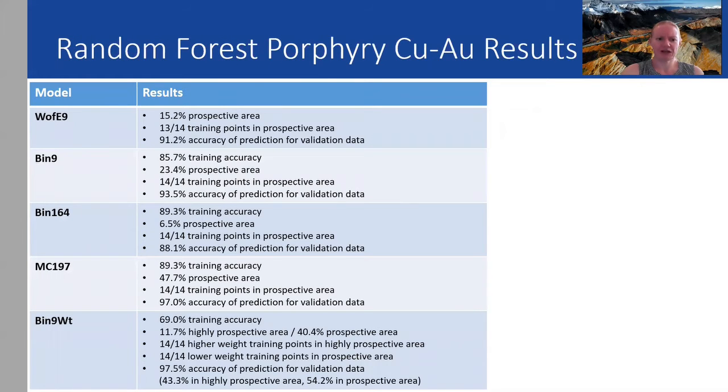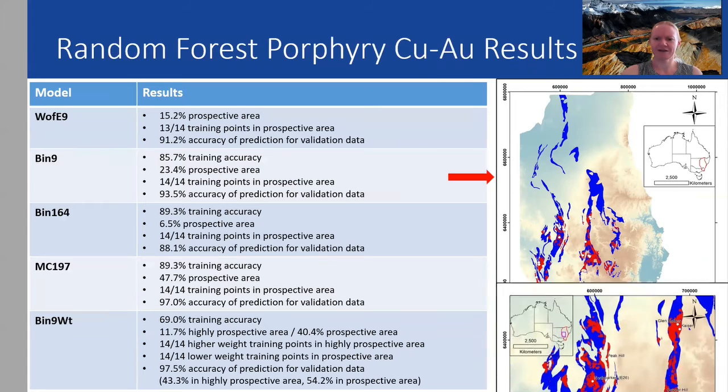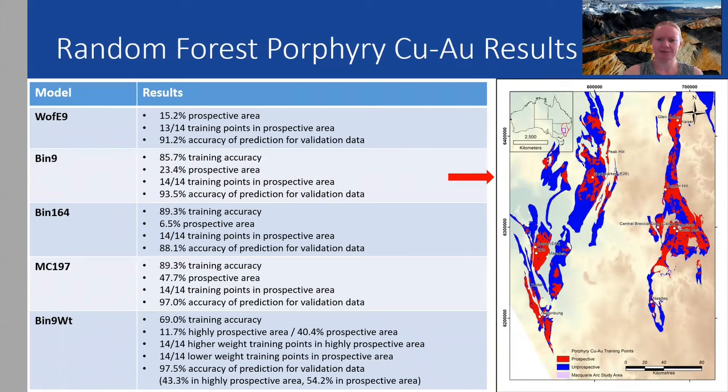So looking briefly at the results, our weights of evidence model covered the prospective area 15% of our Macquarie Arc study area, finding 13 of our 14 training points and a 91% accuracy for predicting our validation training points. The 9-map binary model, you can see here, covers about 23.5% of the Macquarie Arc study area, finds all of our training points in the prospective area, and has an accuracy of 93.5% for our training data. Just zooming in, you can see here, Kaiser's coming up as prospective, which is great.